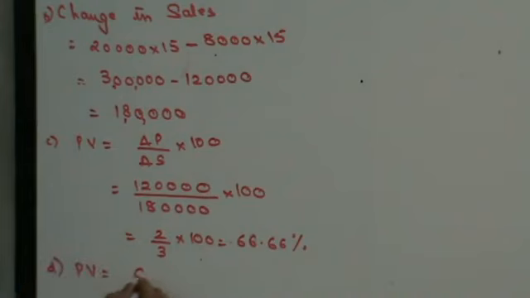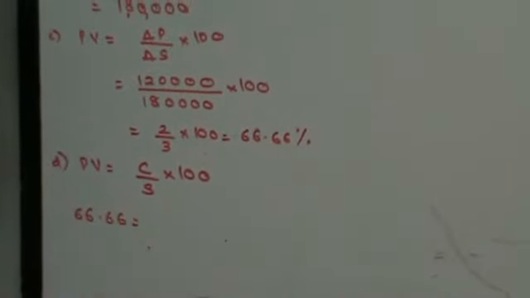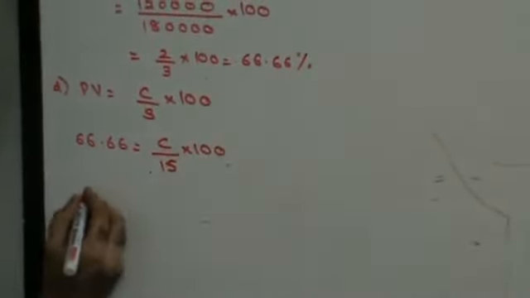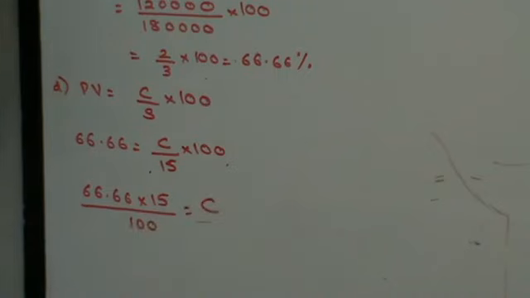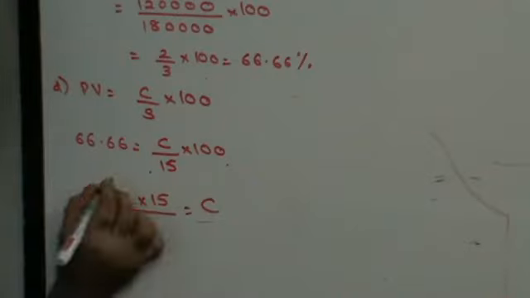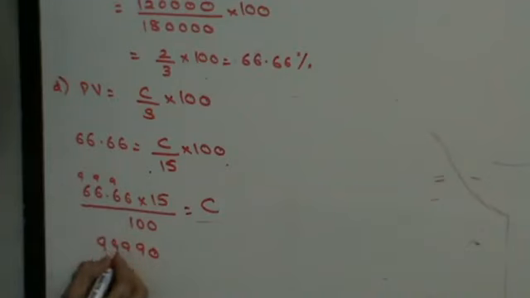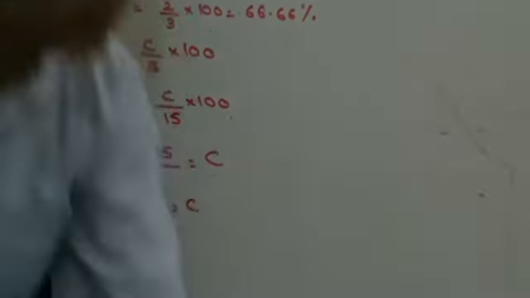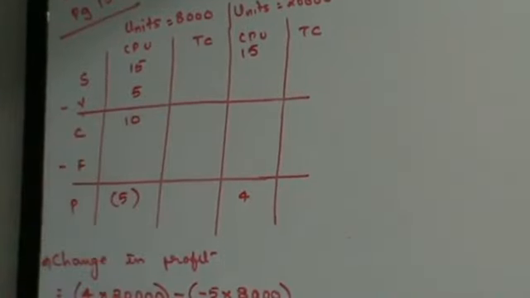I can use the formula again. I can say PV is C upon S into 100, right? PV I have already found out as 66.66. C I do not know. I can take S, sales, selling price per unit is 15, into 100. So this is going to be 66.66 into 15 upon 100 is contribution, 9.99, 9.99 is C. So I can therefore say that C is equal to 10 rupees. That means contribution is going to be 10 rupees. If contribution is 10 rupees, that means variable cost is going to be 5 rupees.